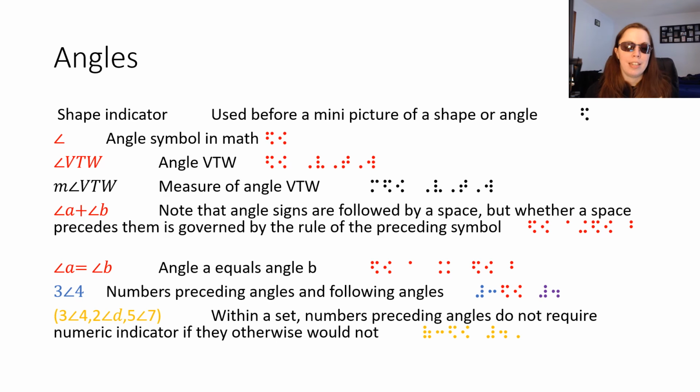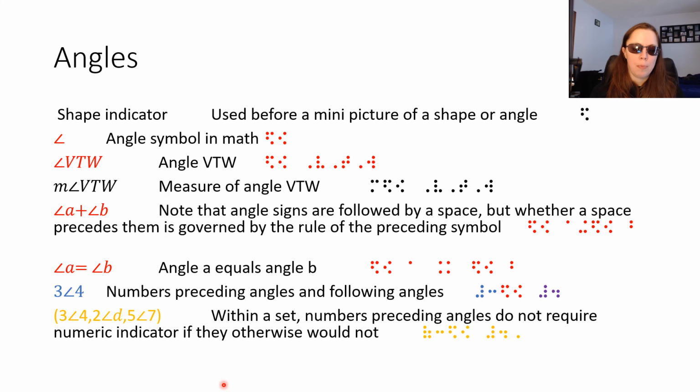When you have an addition problem, angle A plus angle B, then you have that same spacing pattern where the angle and then the A after it, but the plus sign is unspaced. So the plus sign is unspaced from the A and the plus sign is unspaced from the angle symbol for B, but then you still have the space by B. So notice that spacing pattern. Angle A equals angle B, then you've got the spaces all the way through.